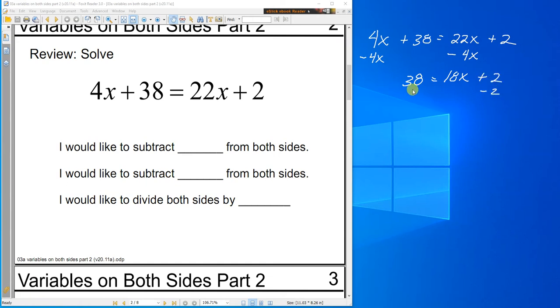Now I'm going to subtract 2. Now I'm just left with a two-step equation. So it's going to give me 36 equals 18x. Dividing both sides by 18, x equals 2. That's just a review of how to solve equations with variables on both sides.